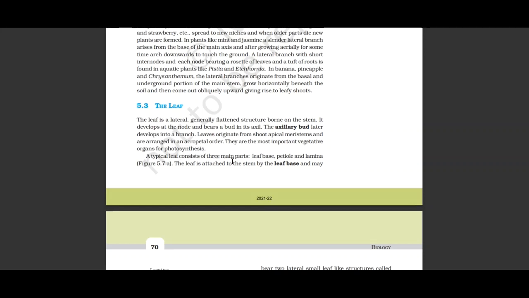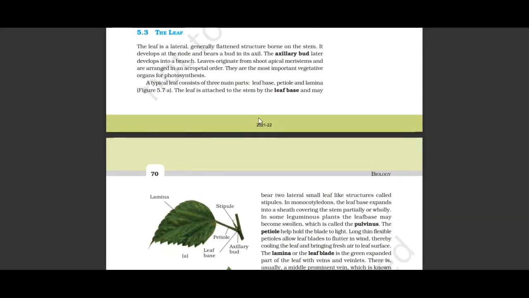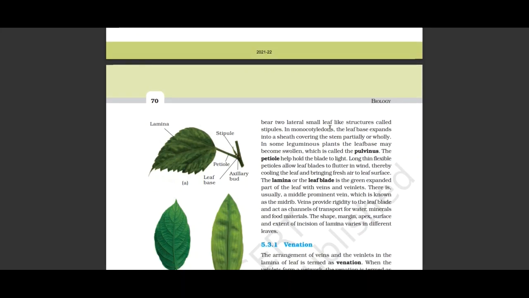A typical leaf consists of three main parts: leaf base, petiole, lamina. Figure 5.7a represents these. The leaf is attached to the stem by the leaf base and may bear two lateral small leaf-like structures called stipules. In monocotyledons, the leaf base expands into a sheath covering the stem partially or wholly. In some leguminous plants, the leaf base may become swollen, which is called the pulvinus.